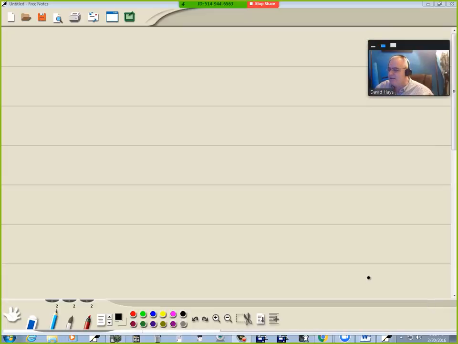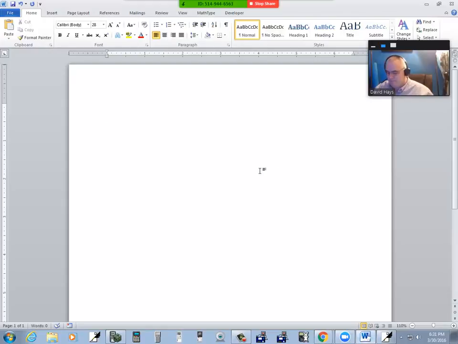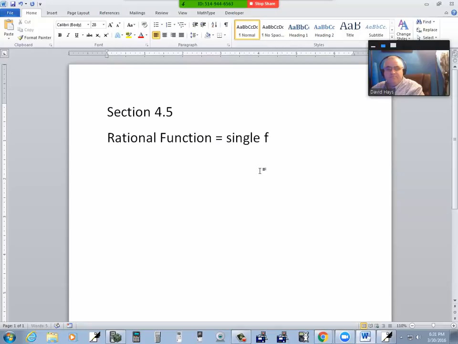Let's take a look at section 4.5. And this section is rational functions. Now, a rational function means you have a single fraction. Of course, it's a function, so all the parts that go with the function hold true. Now, first thing they're asking us to do in this section is to find a domain. So, domain of a rational function.